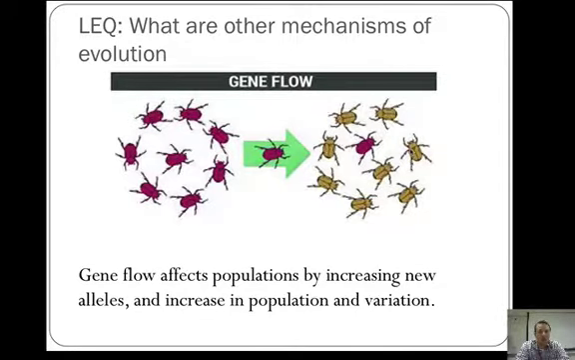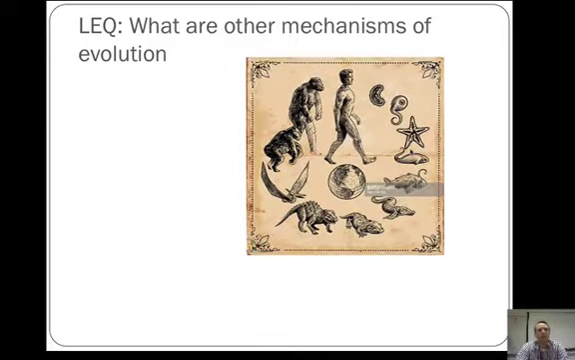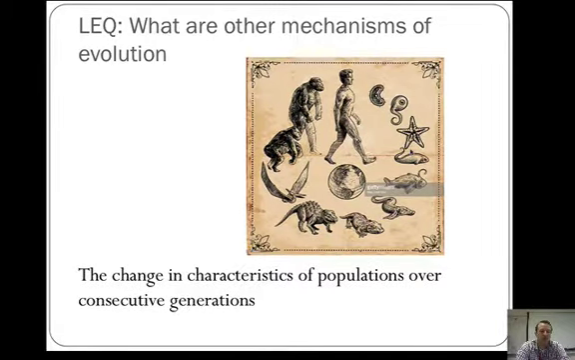So gene flow is actually increasing new alleles and increasing population and variation, while genetic drift actually decreases that variation and decreases that population. And then moving on to the last thing, we never really gave a definitive definition of what evolution is, but evolution is just a change in characteristics of a population over consecutive generations. So, over consecutive generations, we talked about human evolution. Over time, humans' brains got bigger, the jaws got smaller. That bowl-shaped pelvis we talked about helped us walk. So that's just, once again, evolution is just a change in characteristics of populations over consecutive generations.